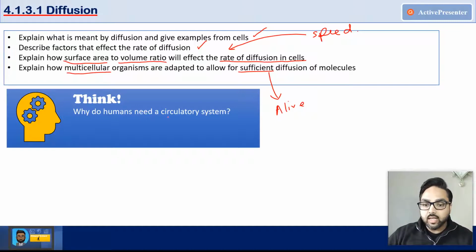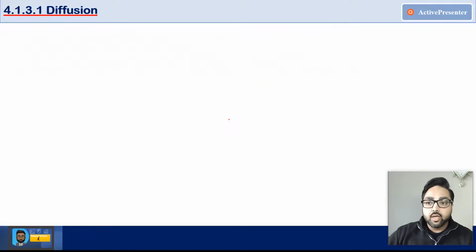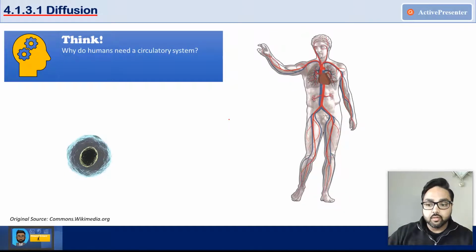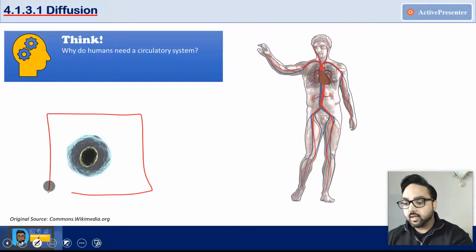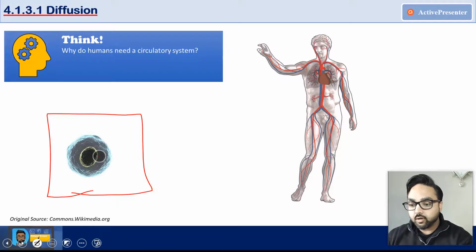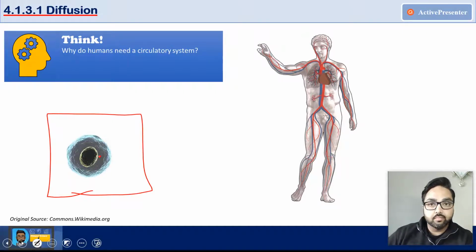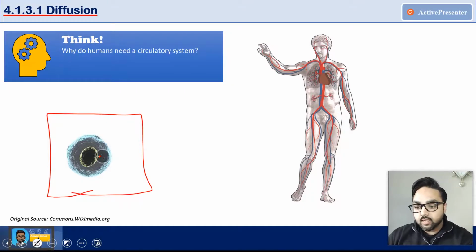Why do humans need a circulatory system? So if you think about humans and if you think about a single cell, when we think about getting nutrients to any part of the cell, in a single-celled organism, it's much easier. So if I consider this single-celled organism on the left, I can see that if I wanted to get oxygen, say for example over here, then the diffusion distance that a particular molecule of oxygen, for example, has to get through is this distance here.